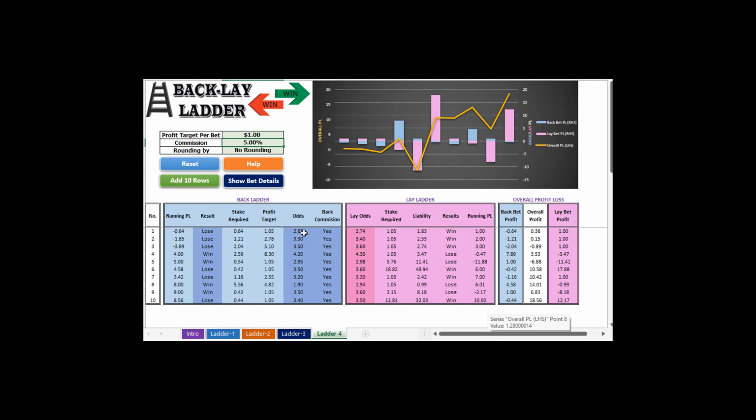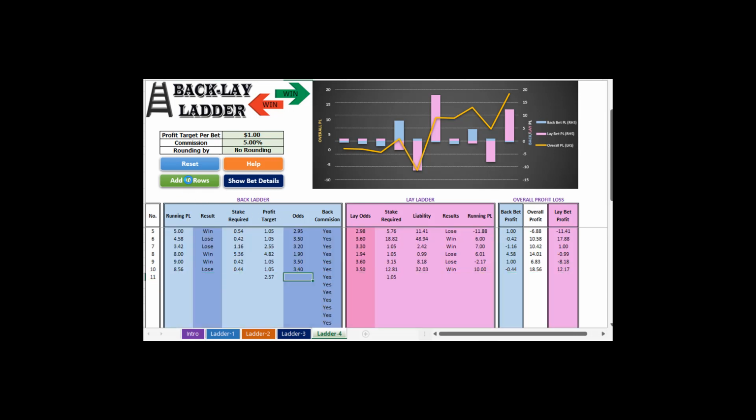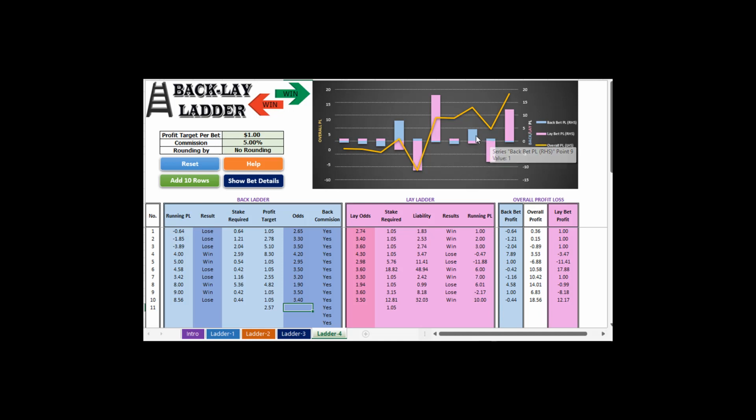Now we can start a new series if we wanted to, or we can add some more rows and we can continue on our merry way. It's up to you. But you may find after you've done that, you're happy with that win. And you can see there in this series here we had 1, 2, 3, 4 back wins, and we had 1, 2, 3, 4, 5, 6 lay wins.